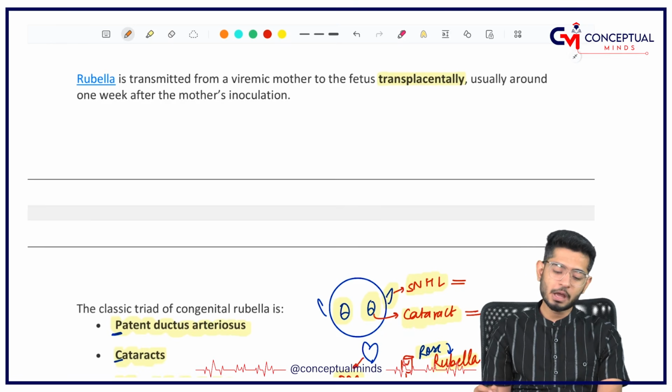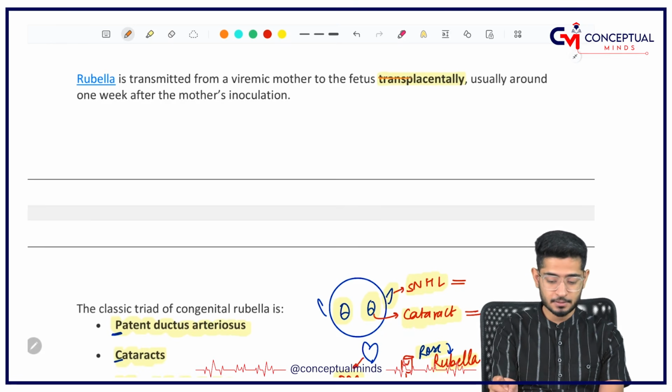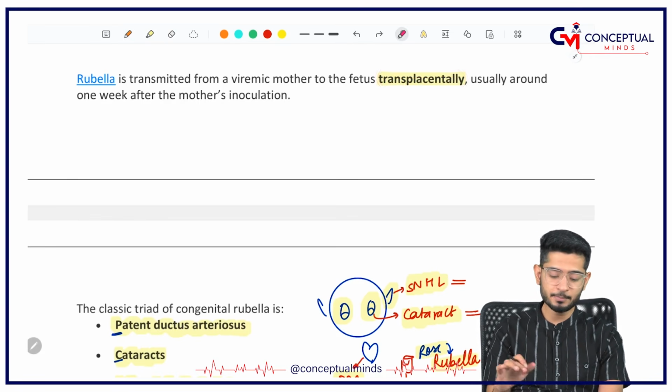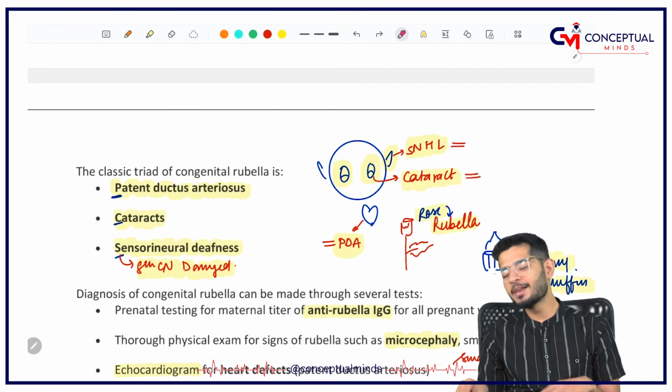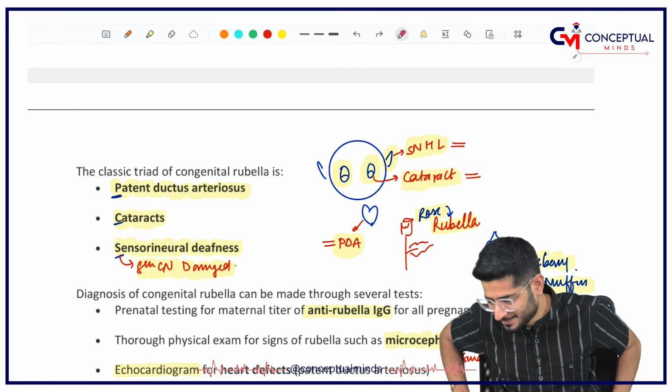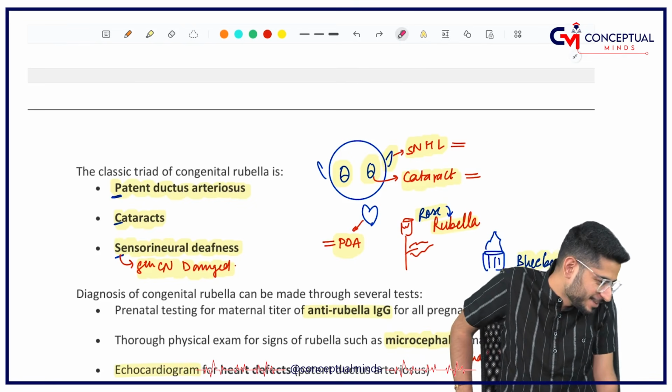So rubella is transmitted transplacentally. Okay, this is transmitted transplacentally. Okay, from the placenta it has come. So rubella is just a Valentine story. My favorite story, I'll teach you.